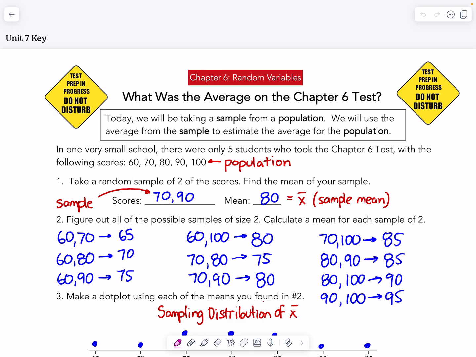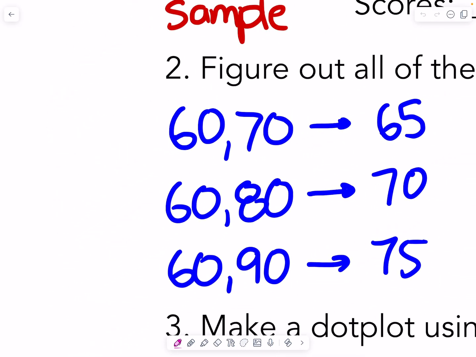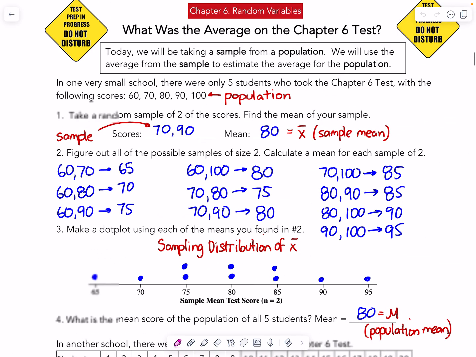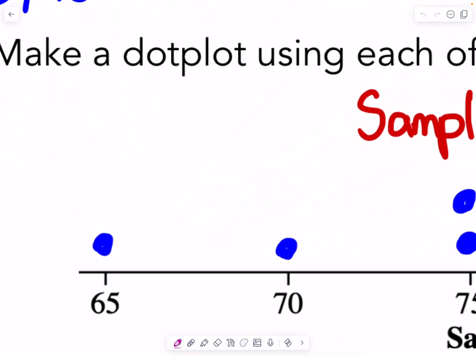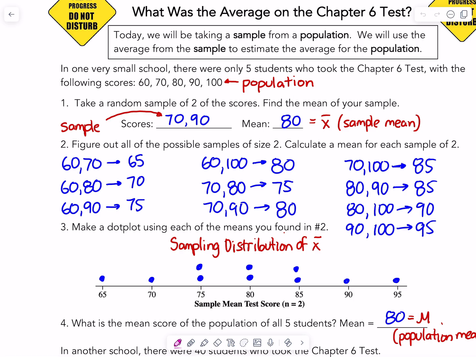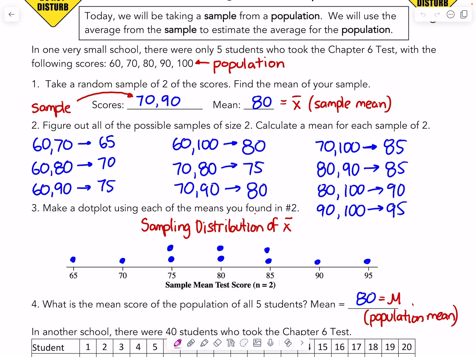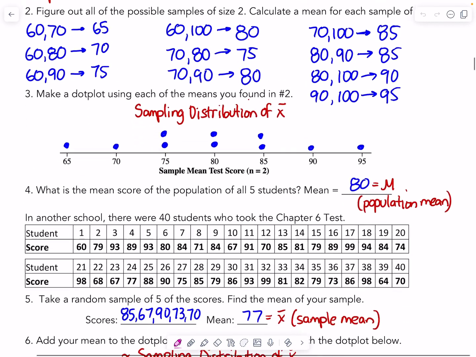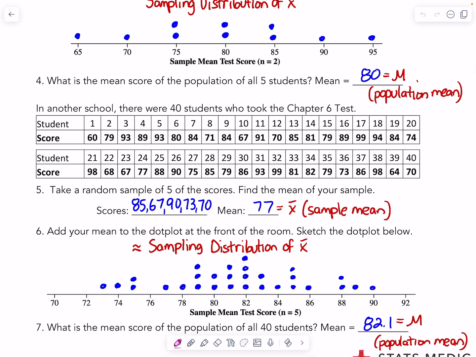Now I'm going to give you all the combinations of pulling 2 scores out of that hat. You can see under number 2, those are all the different combinations. Then I found the average of each of those. For the first one, 60 and 70, the average is 65. For 60 and 80, the average is 70, and so forth. Then we graphed those, but I want you to understand each dot represents the average of the 2 samples that I pulled. For 65, for instance, this dot here is the average of 60 and 70. The mean of the scores of all 5 students, if I actually found it, would be 80.